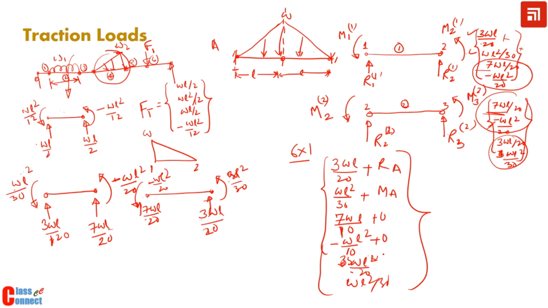The thing that remains is that here it should be RB and plus here it should be MB, because this particular node is fixed here. The boundary conditions will be specified. What are the boundary conditions for this? We have W1 is 0, theta 1 is 0, W3 is 0, and theta 3 is 0. So this is how we can handle the triangular load.